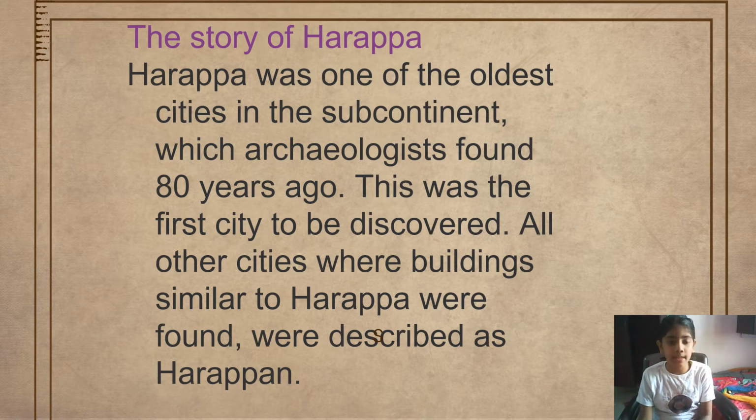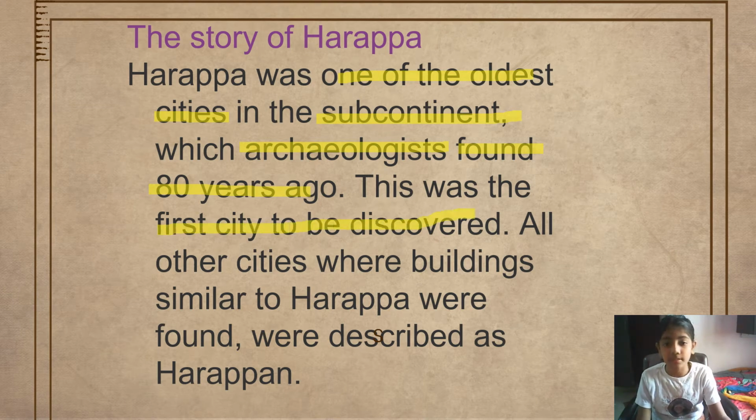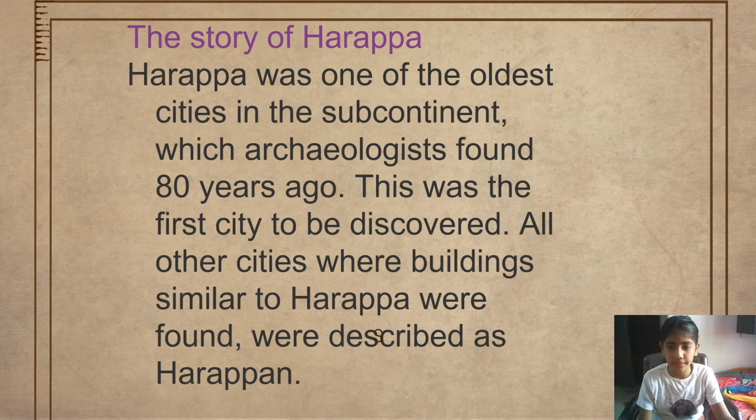If someone asks, tell me the story of Harappa, you can say: it is one of the oldest cities in the subcontinent. Archaeologists found it 80 years ago. It is the first city to be discovered. All the other cities with buildings similar to Harappa were described as Harappan. Harappan means buildings similar to Harappa are known as Harappan. So this is the matter in this slide. We'll go to the next slide.